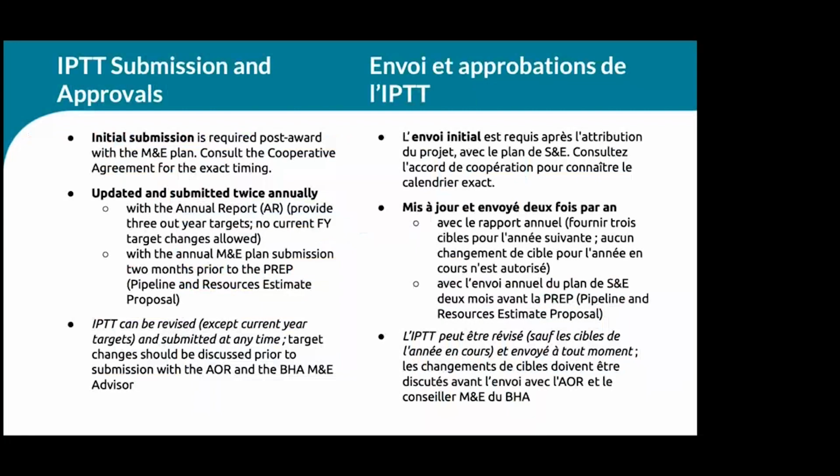So a little bit more on the IPTT submission and approvals process, and what is required. The initial submission is required post-award alongside the monitoring and evaluation plan. You can consult your agreement for the exact timing, but it generally goes along with the M&E plan. And as I said before, it can be updated and submitted twice annually. So with the annual report, you can provide 3 out-year targets, but no current fiscal year target changes are allowed.